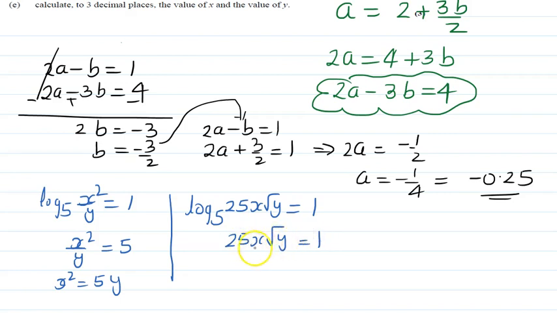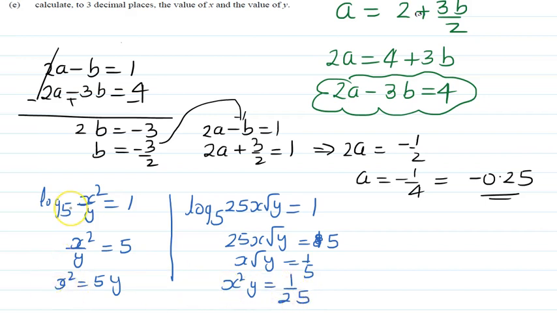So 25, and this 5 to the power 1 becomes, so this is cancelled, we can write down here 5. Now it means x root y is 5 divided by 25, it will be 1 over 5, and if we do squaring both sides, it will be x square y is 1 over 25. So x square y is 1 over 25.